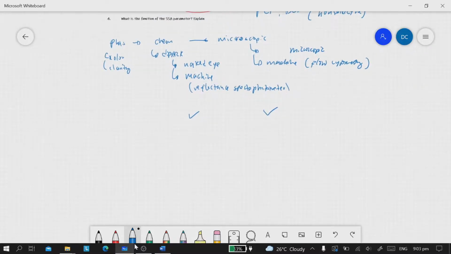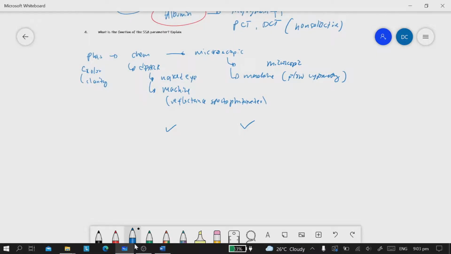All right, so much for that. So SSA is not usually done routinely in the clinical laboratory. This is done in reference labs, just for confirmation of protein, since this would measure protein. The function of the SSA parameter is to measure all kinds of protein other than albumin. It can also measure globulin or even Bence Jones protein that is present in the urine even in small amounts.